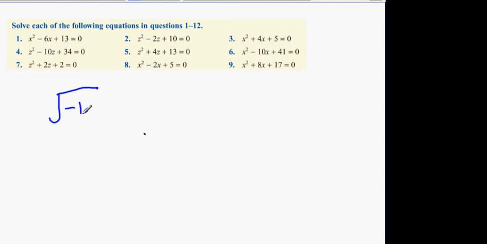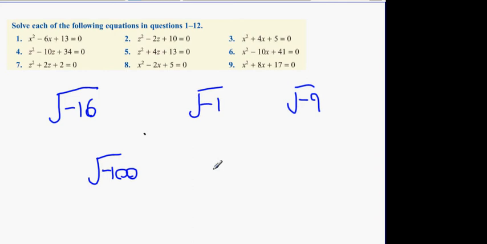In this question, you're going to see the square root of minus 16. You're going to see the square root of minus 1. You're going to see the square root of minus 9. You're going to see the square root of minus 100. You're going to see the square root of minus 144. Now, when you do the minus b formula, you're going to get these numbers.